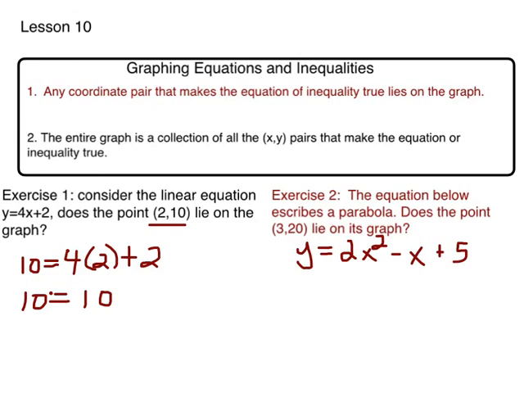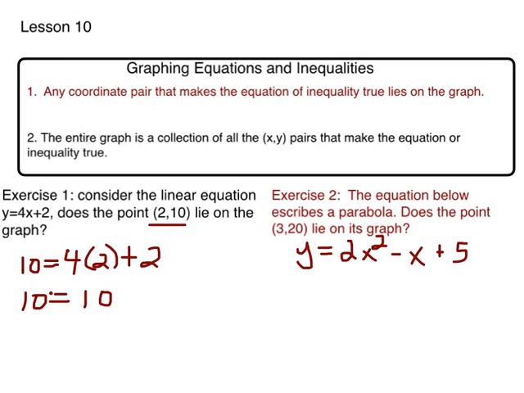Let's go to exercise 1. I would like you to do exercise 1b on your own. Now I want you to find out if the point -1, 4 lies on that same equation. Go ahead and do that on your own. The answer to that 1b should be no. It does not lie on the line.